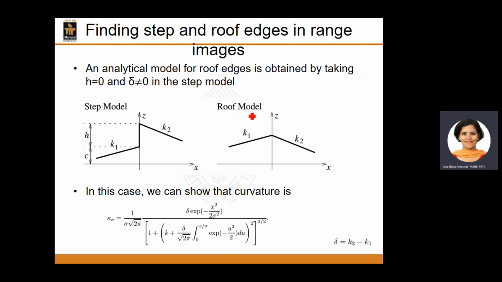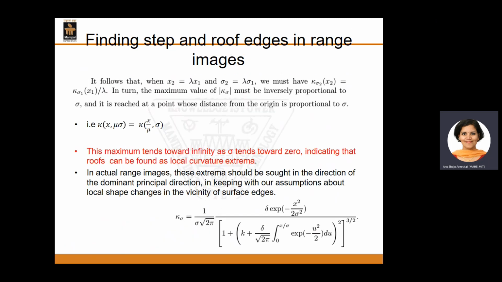Okay, so as I said, this is the step model where it changes abruptly. And this is the roof model, right? So we can express the curvature with the help of this particular equation. Need not go into detail on this equation, but try to understand what this means and how this process is done. When this value tends towards infinity as sigma tends to 0, it indicates that the roofs can be found as local curvature extrema.